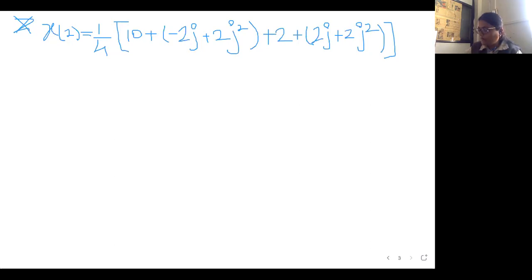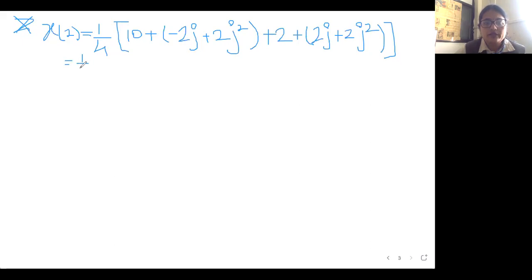Ma'am, answer is 2. Answer is 2. Okay. Anyone else has calculated this? What is the answer? Calculate this, very simple. Anyone, any other person has calculated this?